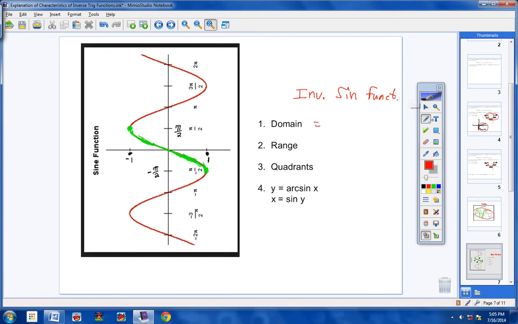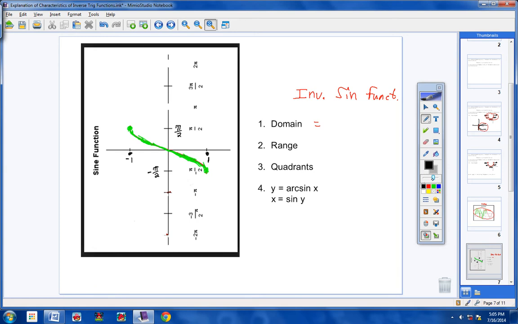Now let me go ahead and get rid of something. I really think I should do this. Remember, we're only looking at the green part of the graph, so I want to get rid of this red part. When we're dealing with the inverse sine function, we're only dealing with the green part. So there we go.